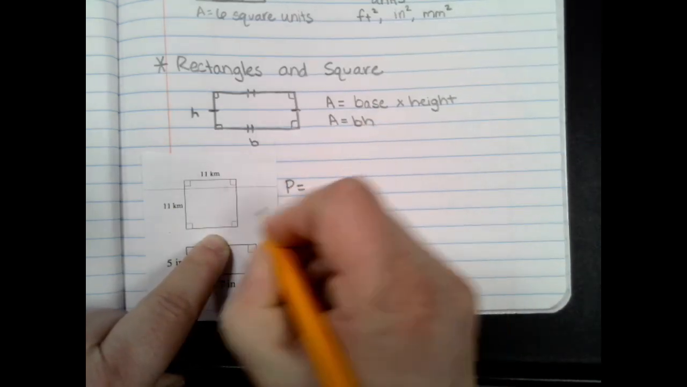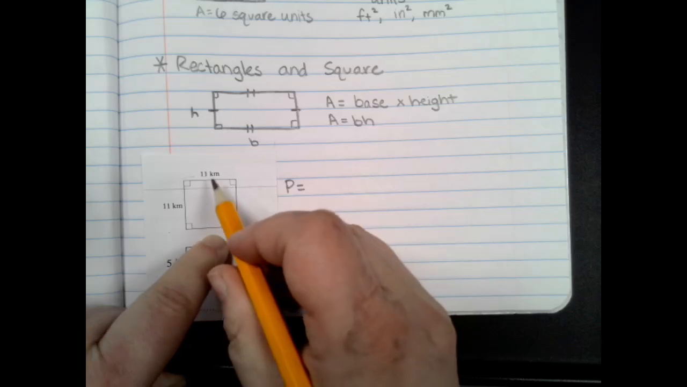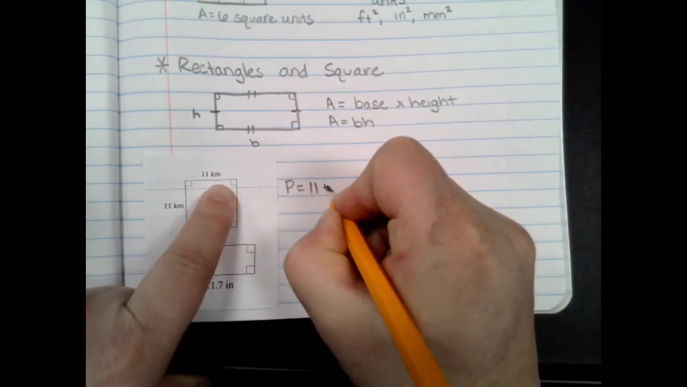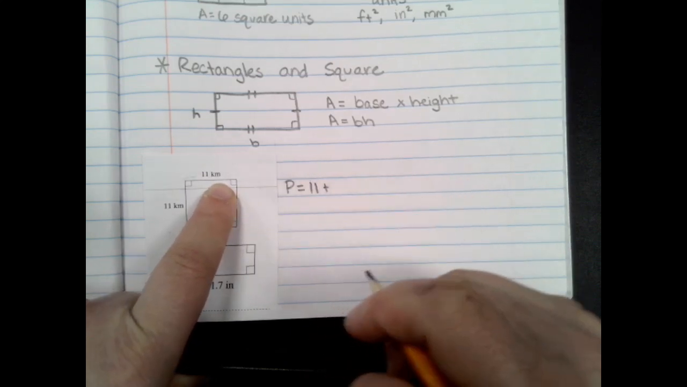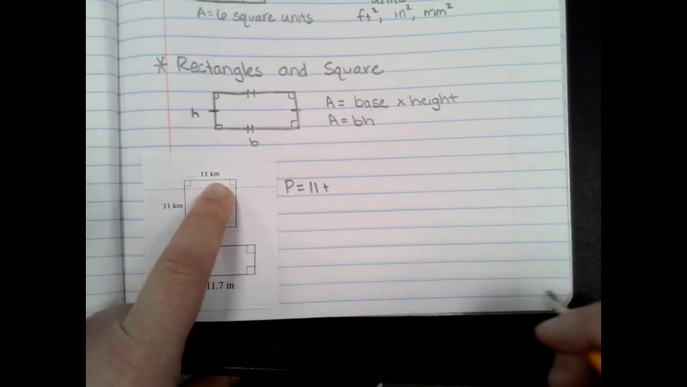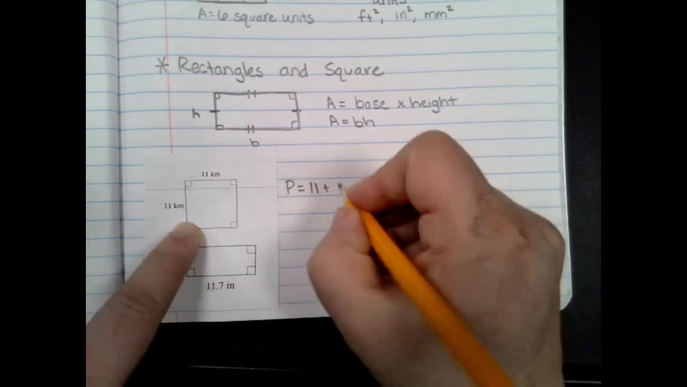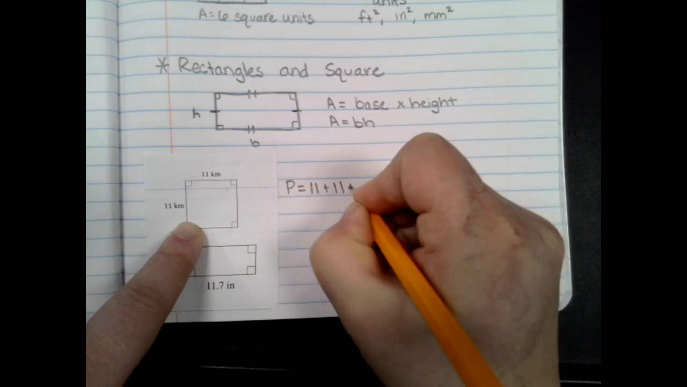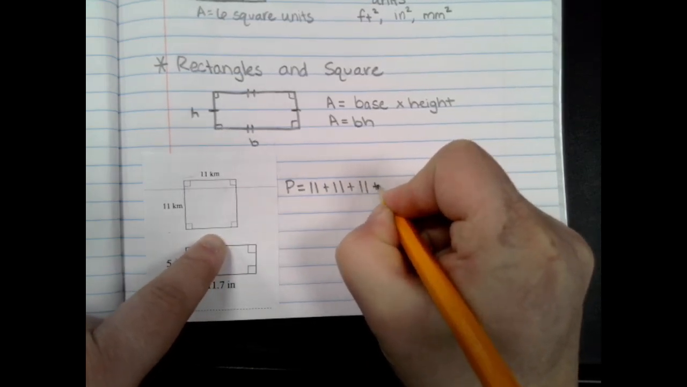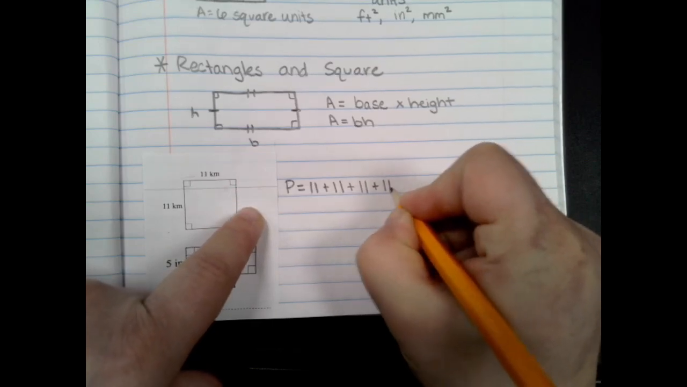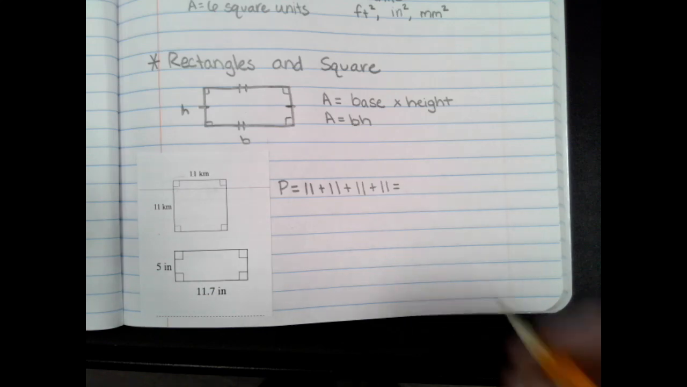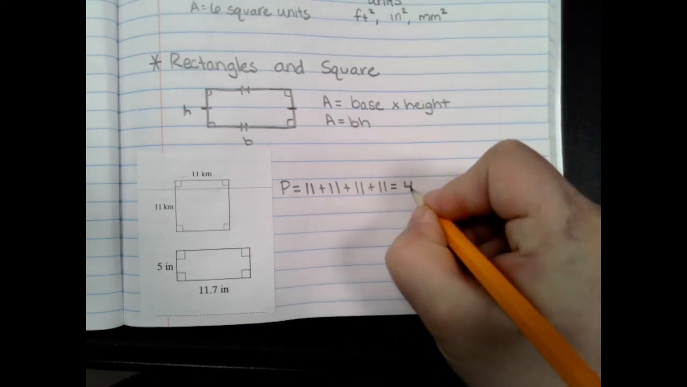To find the perimeter, we're going to add up all the outsides. So the top is 11 plus... Okay, refocus. Top is 11. As I go to the left, it's 11. What's the bottom? So bottom is 11. And the right side is 11. So 11 plus 11 plus 11 plus 11, or 11 times 4? 44. And what are we measuring this in?